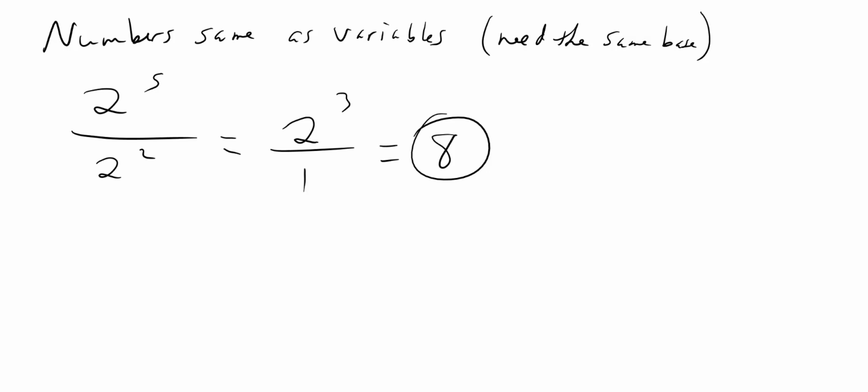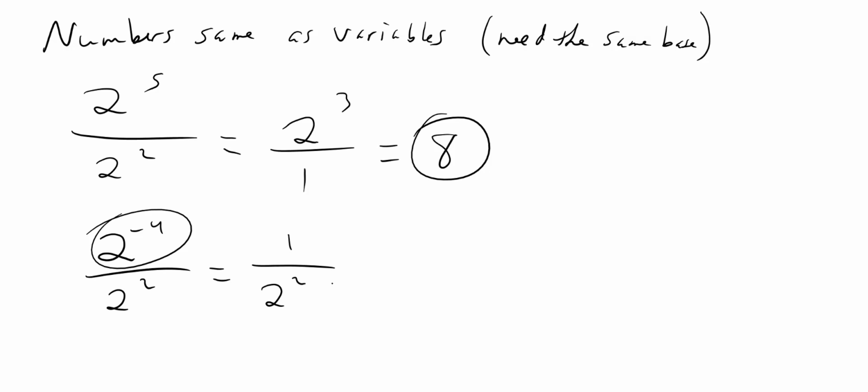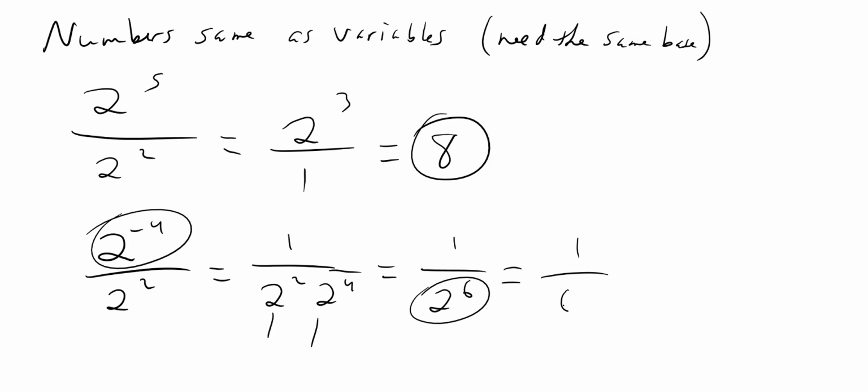Okay, so let's try another one here. If I give you 2 to the negative 4th over 2 squared. All right, so the first thing you do is you're going to move that guy down. You're going to move this down because it's negative, so it's going home. So it's 1 over 2 squared, 2 to the 4th power. Same bases, guys, so I'm allowed to do 1 over 2 to the 6th power. All right, almost done, because 1 over 2 to the 6th power is, well, first of all, you put 2 to the 6th power in your calculator, and you get 64. So your answer is 1 over 64. Okay?